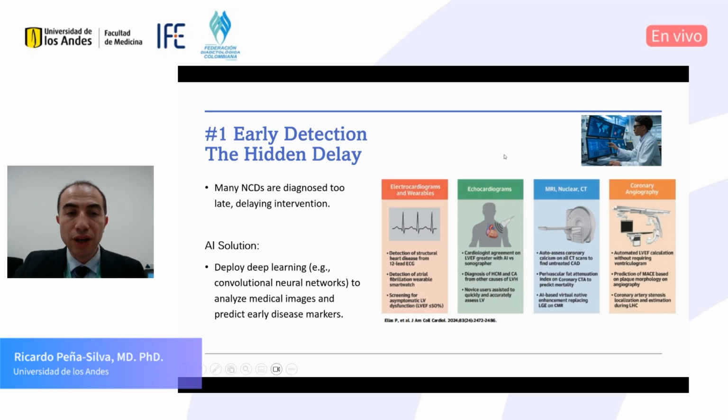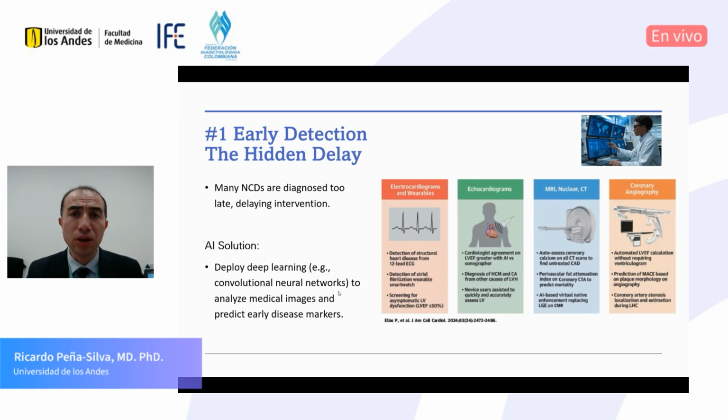However, by deploying deep learning, an example of this could be convolutional neural networks, it is possible to analyze medical images or other kinds of information coming from the patients to come up with early disease markers. And in this case, we will be able to provide an early diagnosis for conditions that can come in the future.